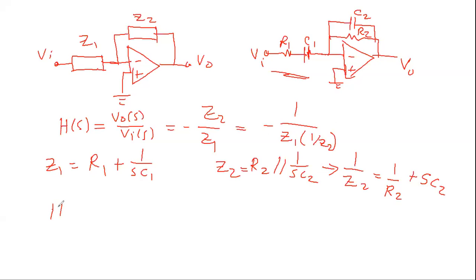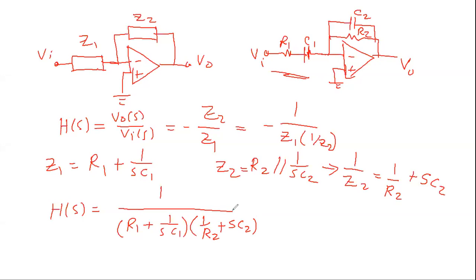So we can say that H of S equals negative 1 over Z1 times 1 over Z2. How much is Z1? It's R1 plus 1 over SC1, which is this one here. And 1 over Z2 is 1 over R2 plus SC2. So this is H of S.